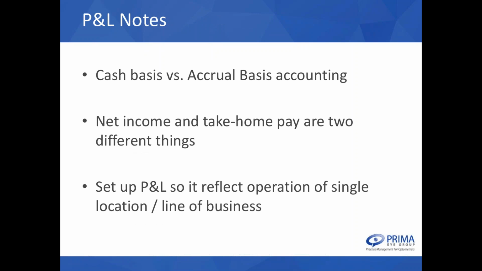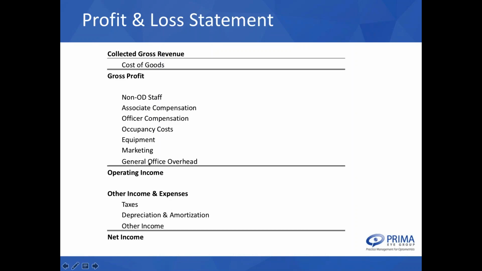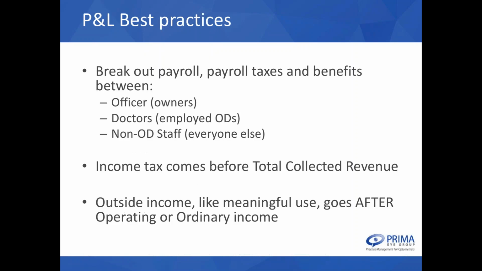It tends to throw things off if it drops into the expense area of the P&L. If it's down here, it'll often get dropped in general office overhead. It tends to confuse issues if it's there. And again, outside income, like a meaningful use credit, goes after your ordinary income or your operating income.